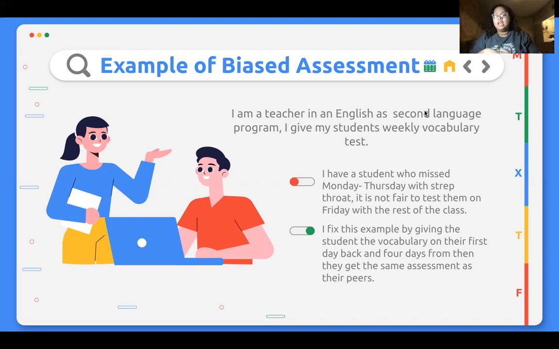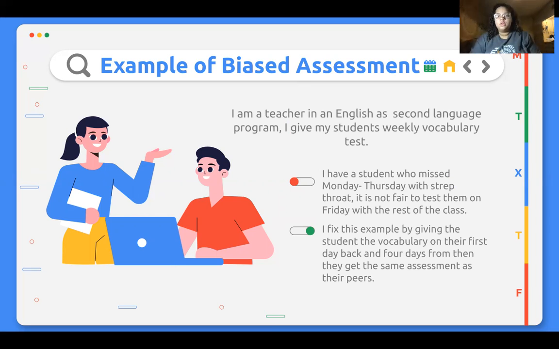So let's say in my ESL program at my school, I decide that I'm going to give my students a vocabulary test weekly in English. They're going to have English words and get tested on it weekly. For this incorrect example, I have a student who missed Monday through Thursday because they were out with strep throat. Would I test them when they came back on Friday with the rest of the class? No, that would be unfair to them because they did not have the same time to learn as the other students.